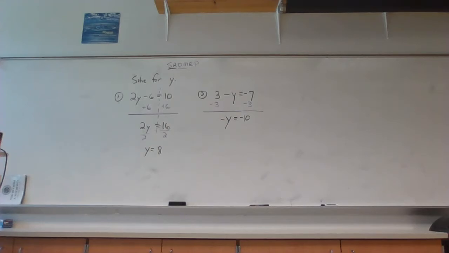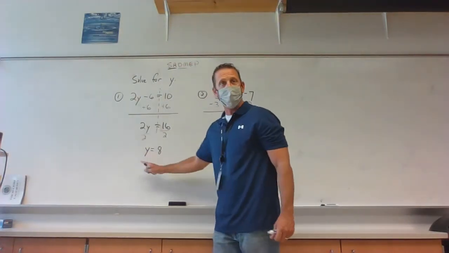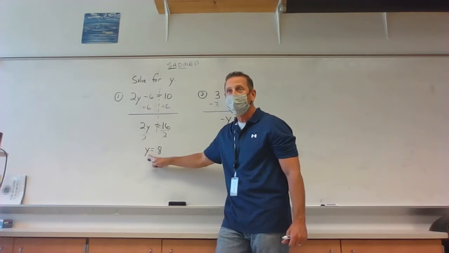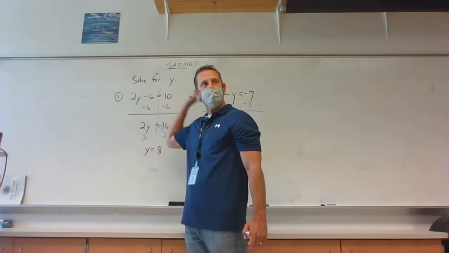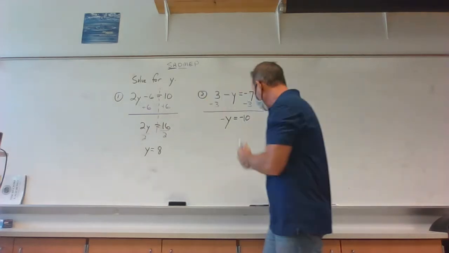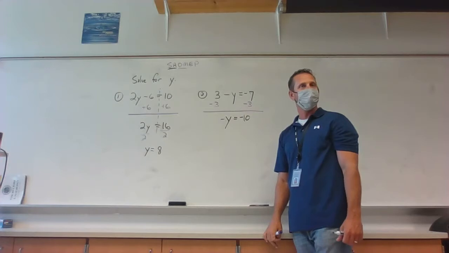No. Our goal when we're solving an equation like this is to isolate the variable. That means get the variable by itself. Once the variable is by itself, then that's the solution to our equation. You can take 8, plug it back in, makes it a true statement. We haven't isolated the variable yet. There's still a negative sign in front of it.